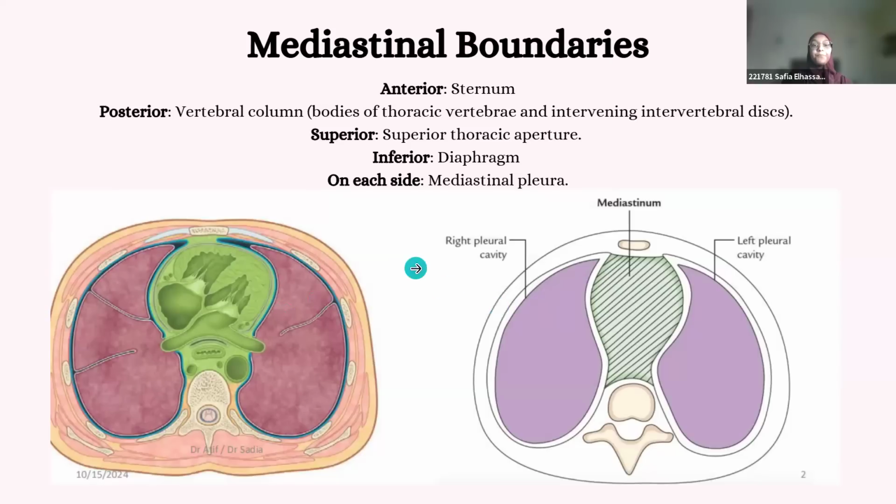On both sides, you have the mediastinal pleura, which we're going to talk about in more detail when we actually talk about the pleura. But for now, just to give you an idea of what it is, it's just the covering. The pleura is like this covering around the lungs, and the mediastinal pleura is the one that faces the mediastinum.